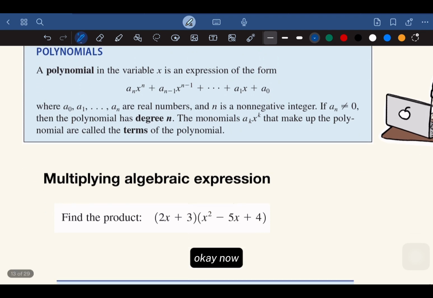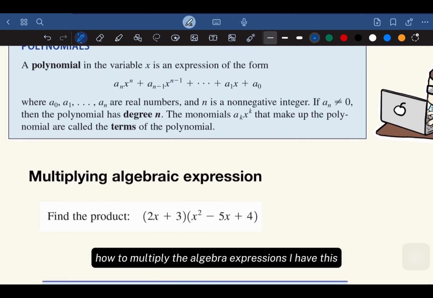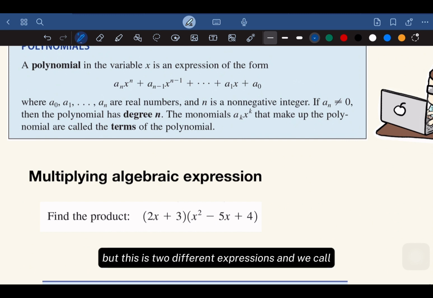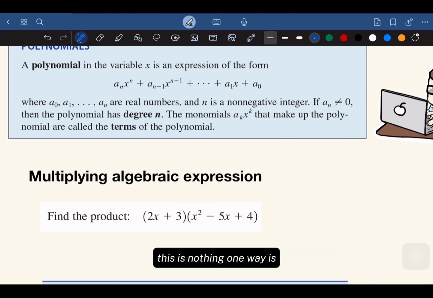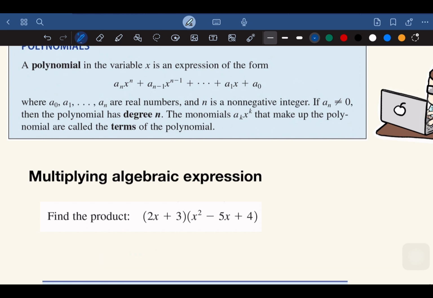Okay, now how to multiply the algebraic expressions. So if I have this, this is two different expressions. And we call this one way, it's another way, and if we want to multiply these two, how do we multiply?